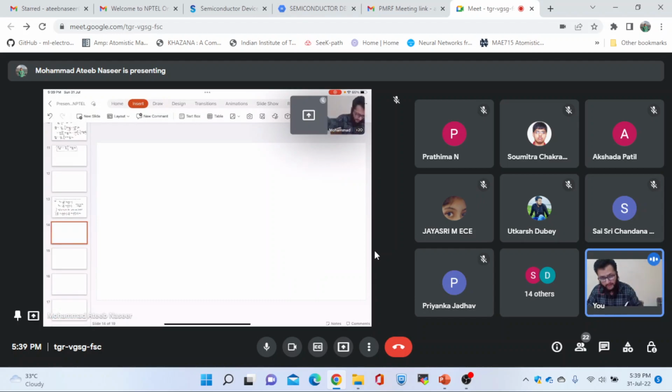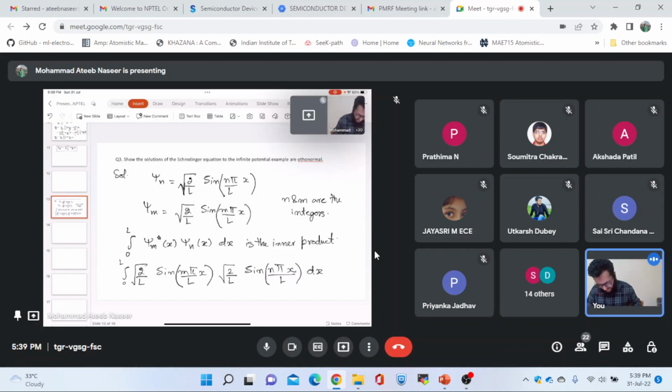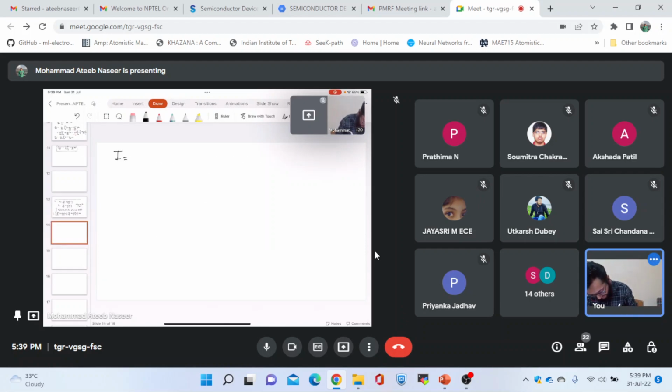So what we have done, for convenience, let me write it equal to I. I is the integral. If I take these constants out, I will write I equal to 2 by L, with the limits 0 to L, sine of m pi by L x times sine of n pi by L x, integrated over x.